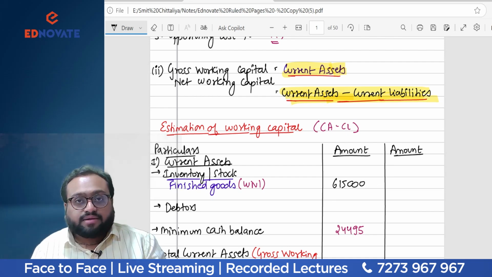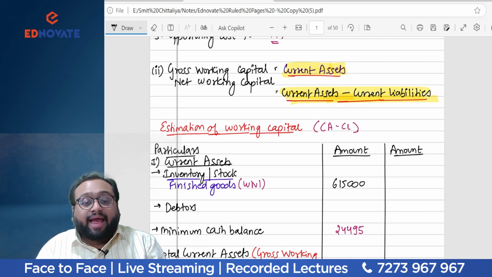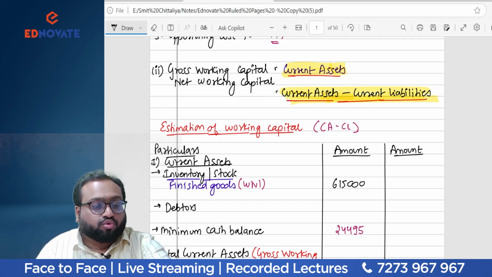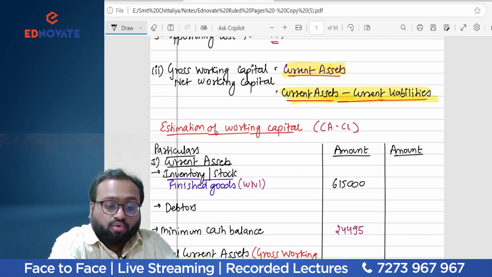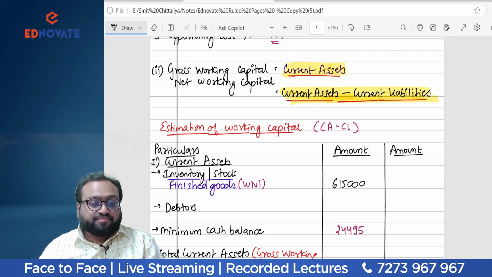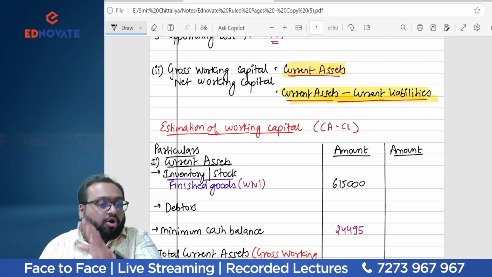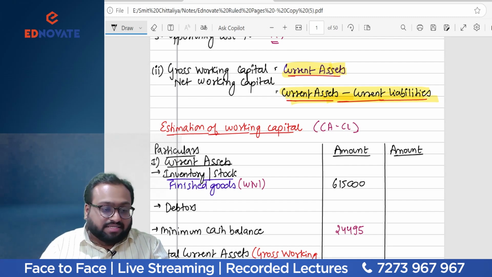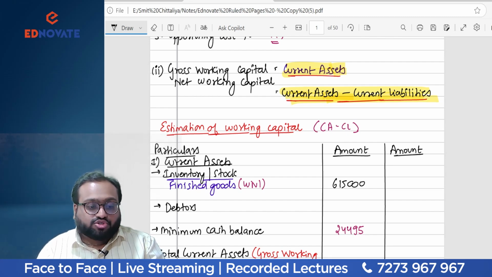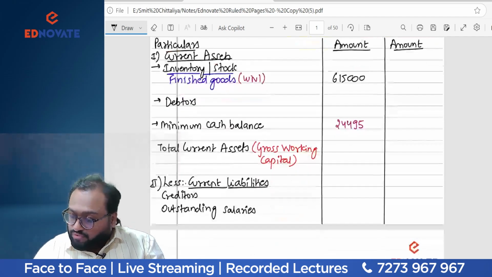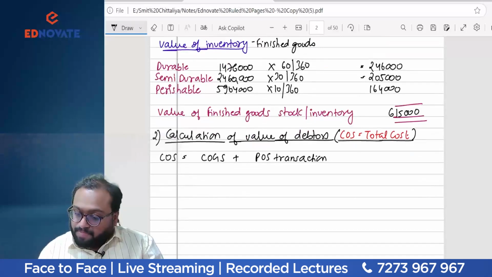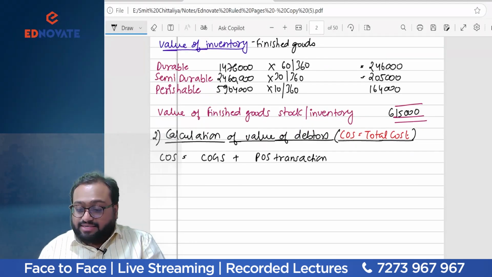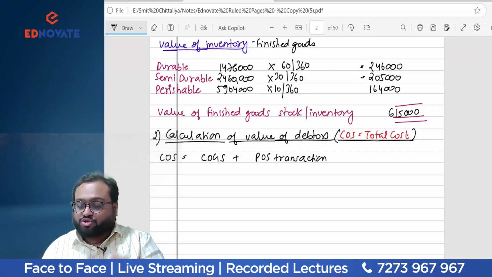First thing done. Now second, I need to find out the value of debtors. And to find out the value of debtors, only one thing I need to do. Since not all my sales are on cash basis, only 15% is on credit basis. Am I right? Am I wrong? Let's see together. Am I right, students? Say yes or no. So 15% is on credit basis. Debtors are always valued at COS. Am I right, students? Say yes or no.